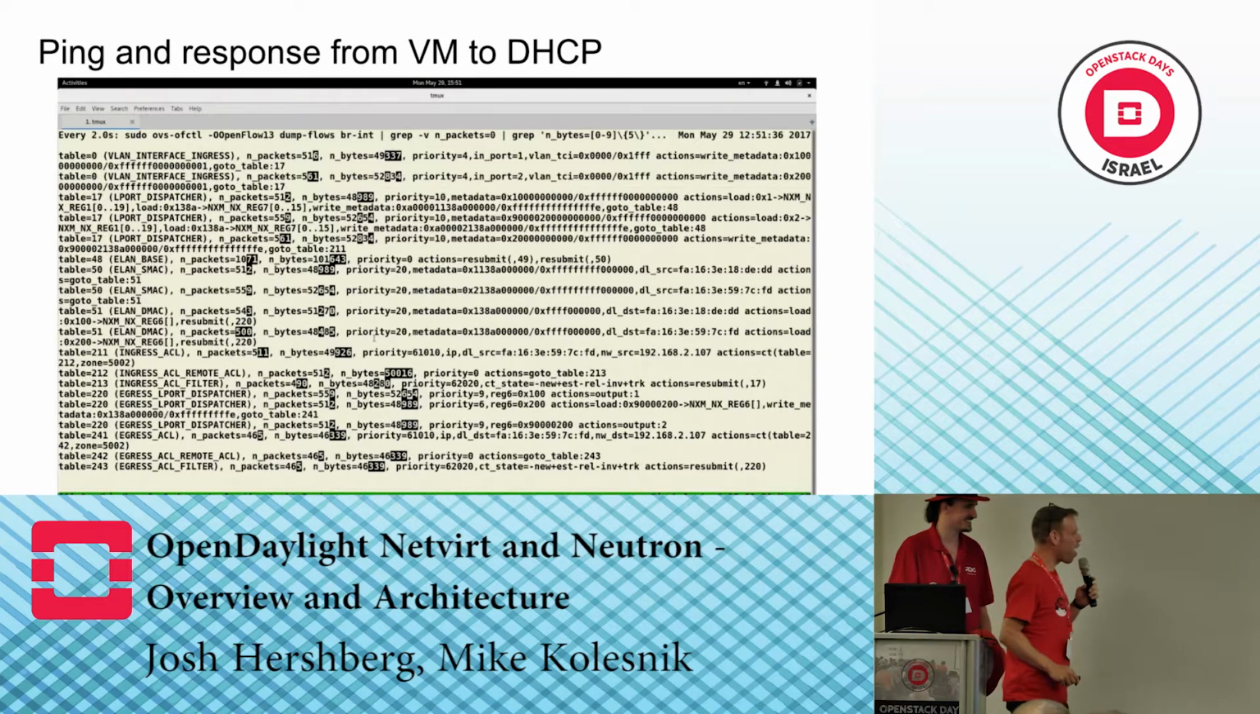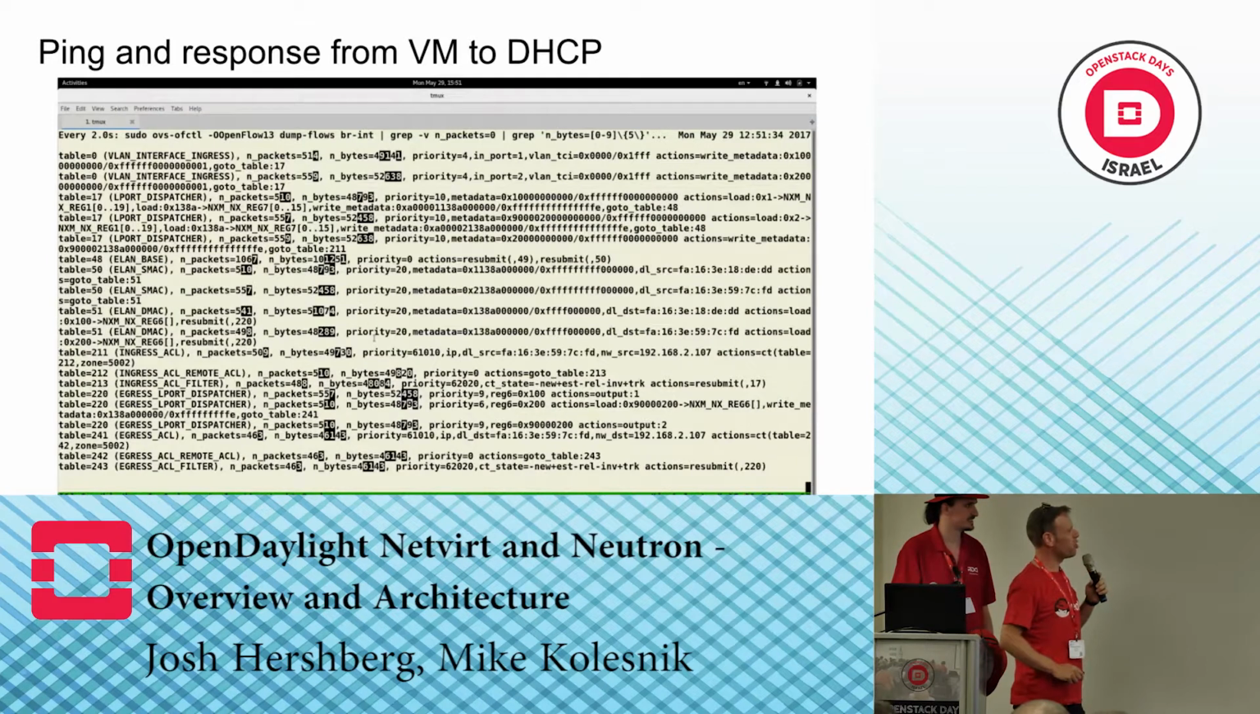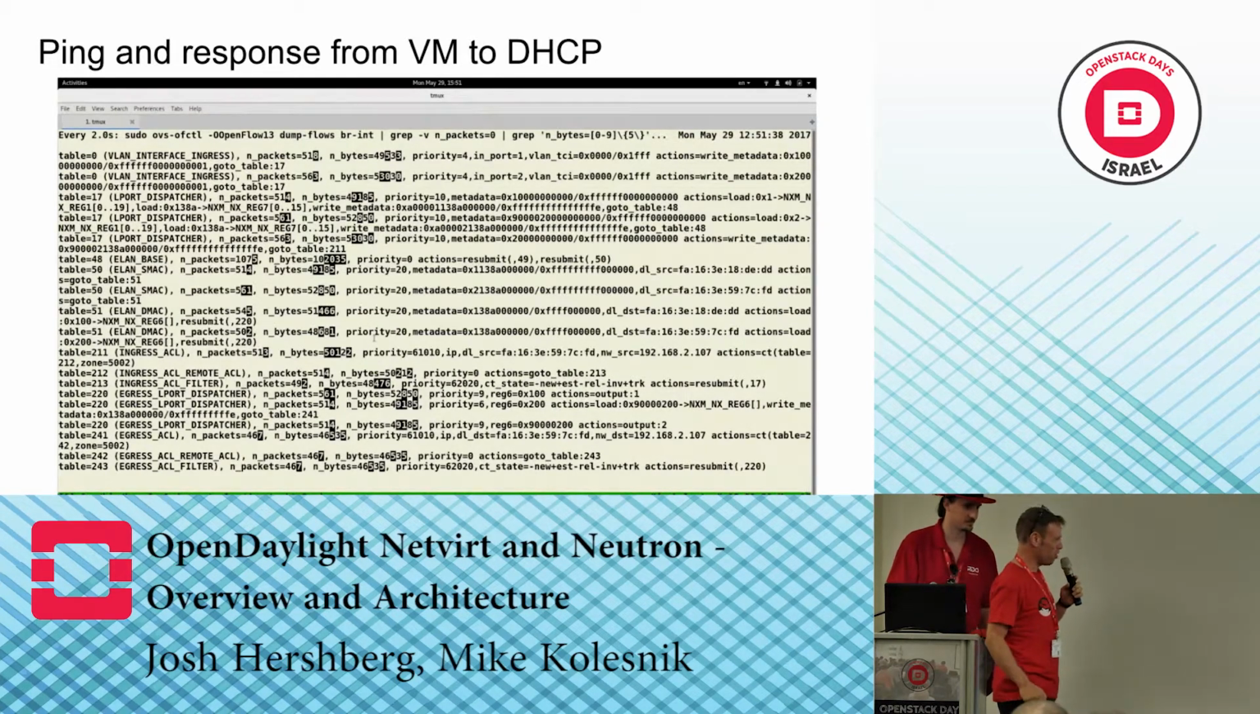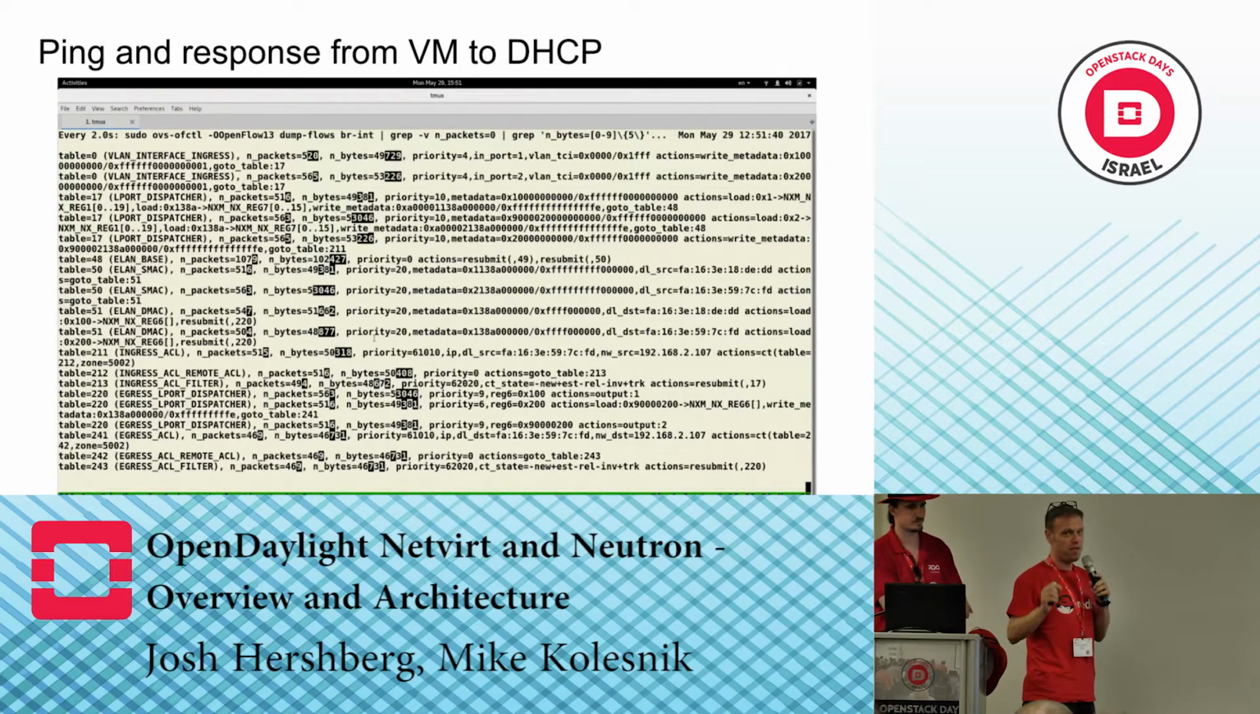This is a modified OpenVSwitch dump of flows. So these are the rules that get programmed into OpenVSwitch. And this is a picture, and I filtered out the rows that are not changing. And as you can see, the changes there, those are the actual packets flowing through OpenVSwitch. This is very exciting. It's a VM pinging the DHCP server.